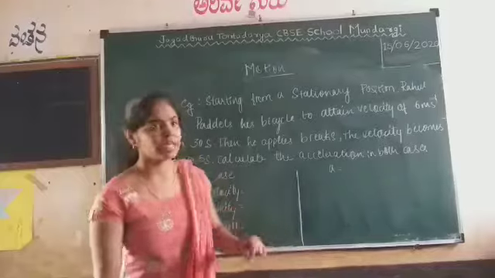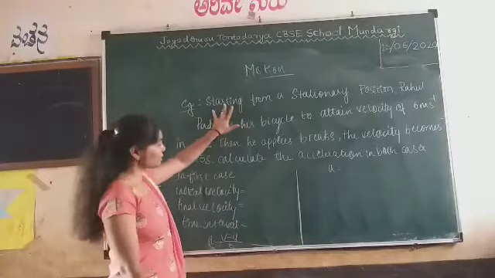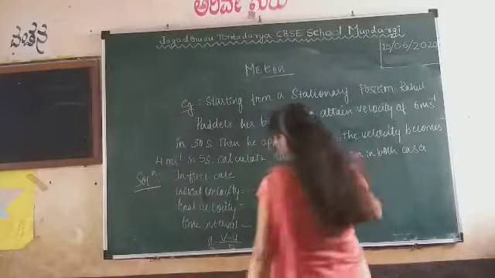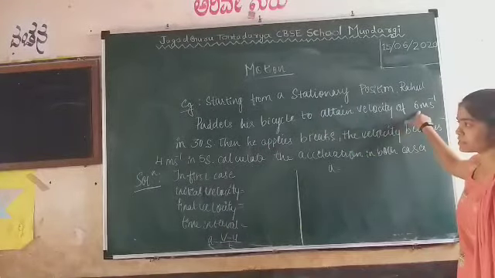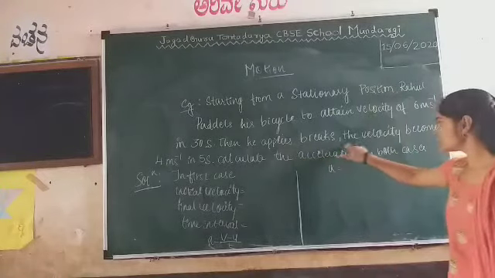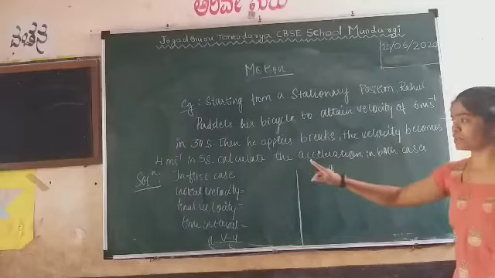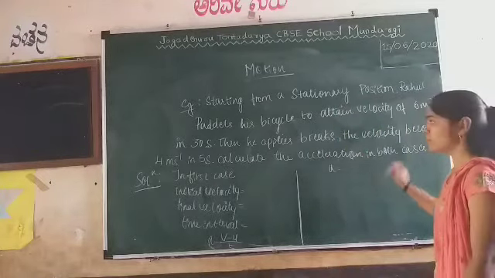We have learned about the acceleration and the problem is here. Starting from a stationary position, Rahul pedals his bicycle to attain a velocity of 6 meter per second in 30 seconds. Then he applies the brakes. The velocity becomes 4 meter per second in 5 seconds. Calculate the acceleration in both cases.